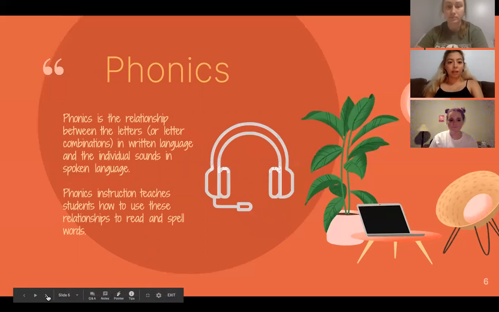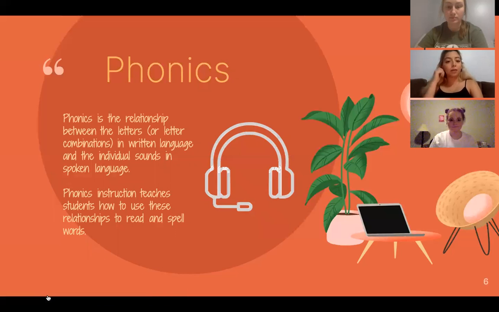Next we have phonics, and we did headphones, and sometimes we carry headphones in our purse, and so phonics is the relationship between the letters or letter combinations in the written language and the individual sounds in the spoken language. Then phonics instruction also teaches students how to use these relationships to read and spell words.